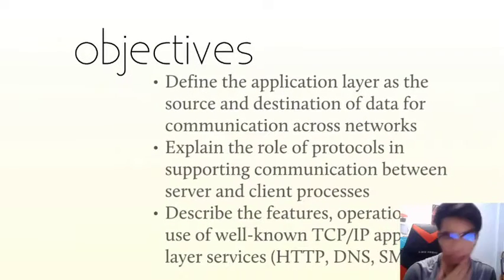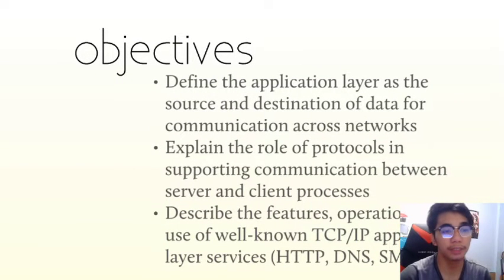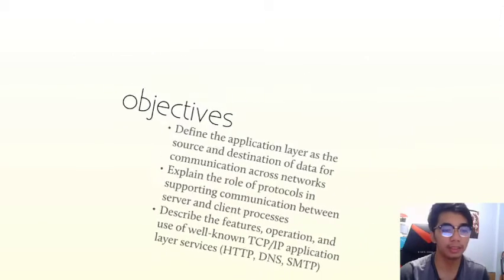Objectives. In this chapter, we will define the application layer as the source and the destination of data for communication across networks. It explains the role of protocols in supporting communication between servers and clients, and describes the features, operation, and use of well-known TCP/IP application layer services: HTTP or Hypertext Transfer Protocol, DNS or the Domain Name System, and SMTP or the Simple Mail Transfer Protocol. Then let's proceed.